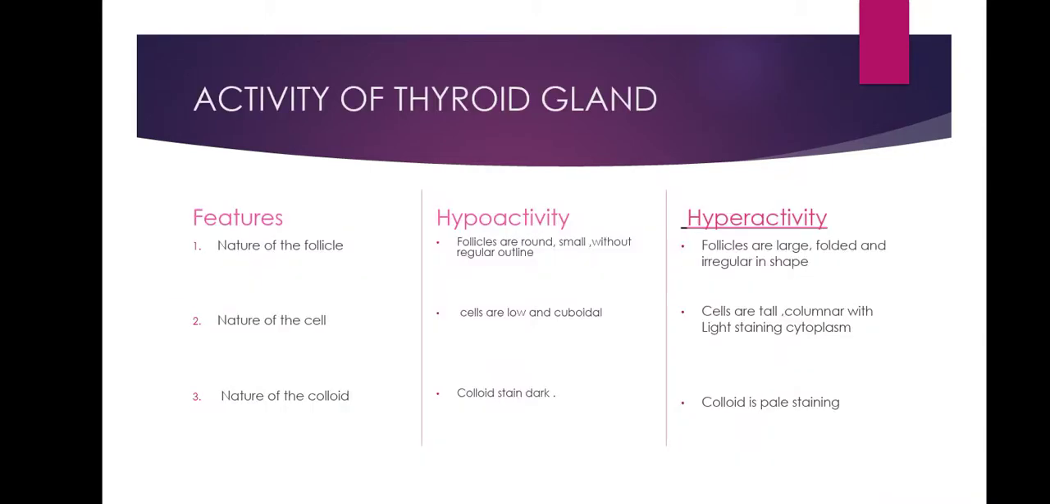In the case of hyperactivity, follicles are large, folded, irregular in shape. Cells are tall, columnar with a light staining cytoplasm.